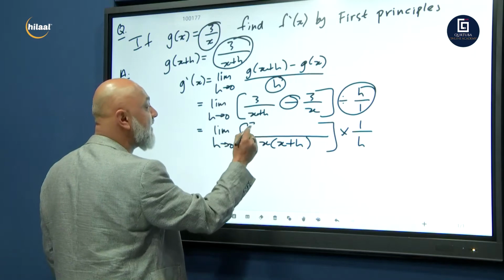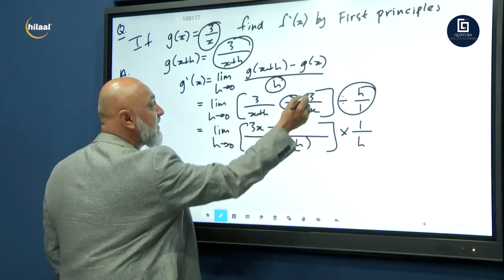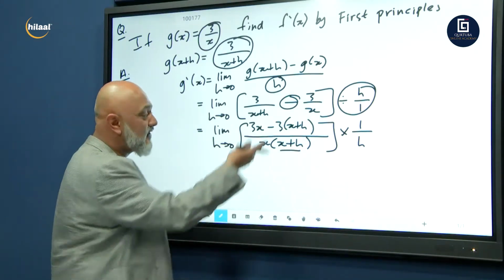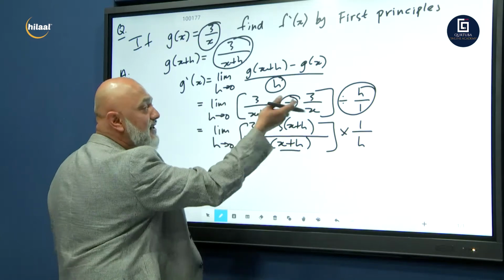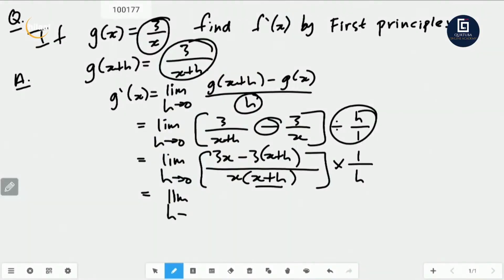X times 3 is 3x minus x, and x will cancel. X plus h times 3 is 3 into x plus h. I don't need to teach you this. This you've been taught from grade 10: how to add and subtract fractions. The limit as h approaches 0.